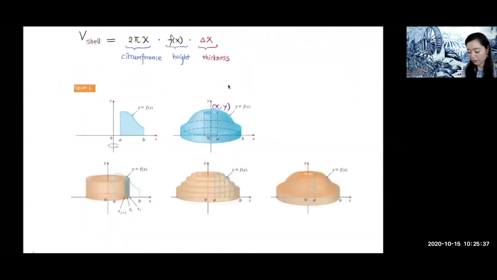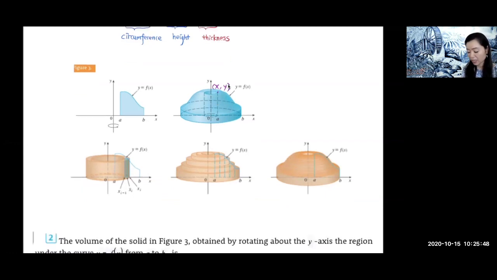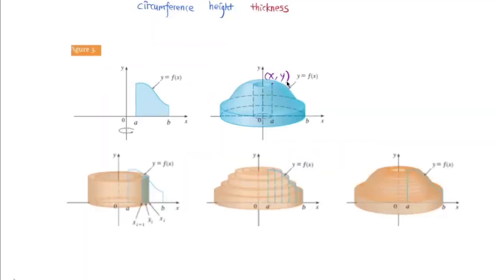Now we have this curve, a continuous curve from A to B. When we rotate this curve about the y-axis, we're going to get a solid like this. Now to find the volume for this solid, we can slice this up, but this time we're going to slice it so that each slice is a shell. So think about that as like paper rolls, one outside another. So now you have more layers, and when you add up the volume for each shell, you're going to get the total volume.